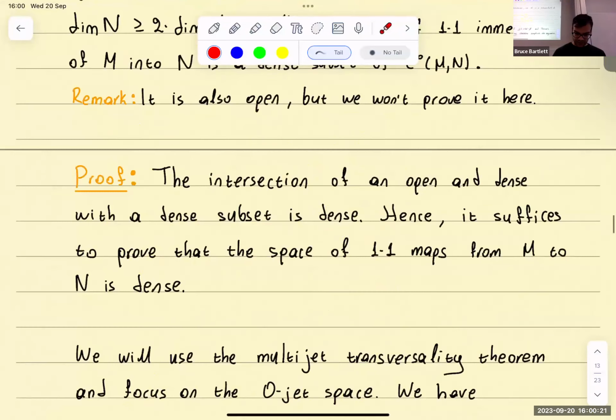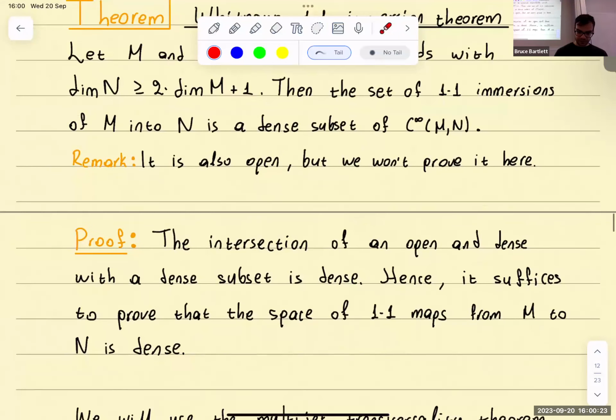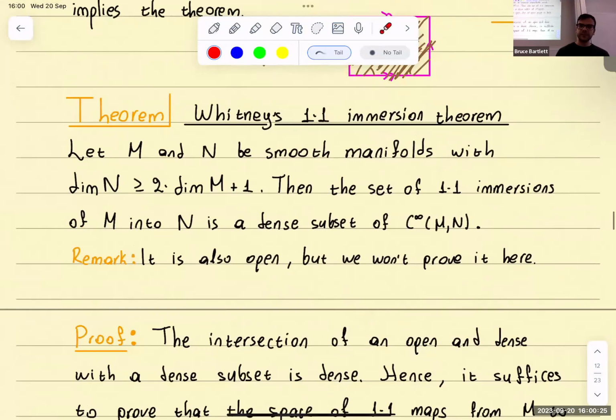So for example, knots are one-to-one immersions of S1 into R3. Actually, embeddings, but it's the same thing. And so this is when he's saying that the space of knots in R3 is an open dense subset.